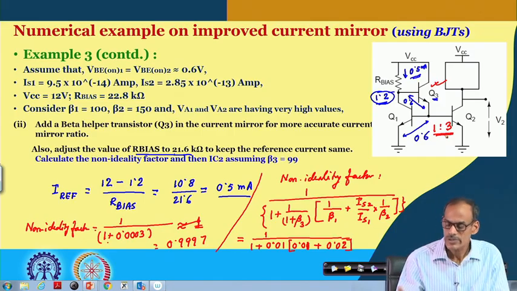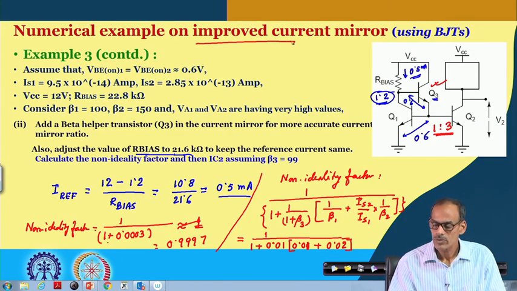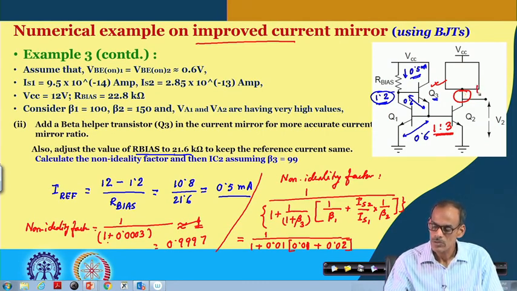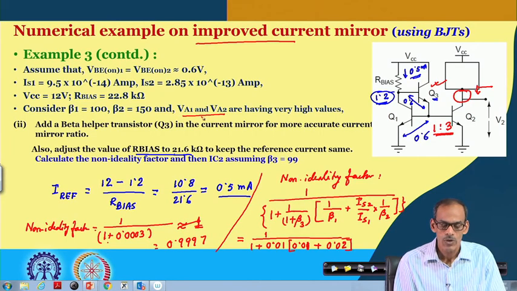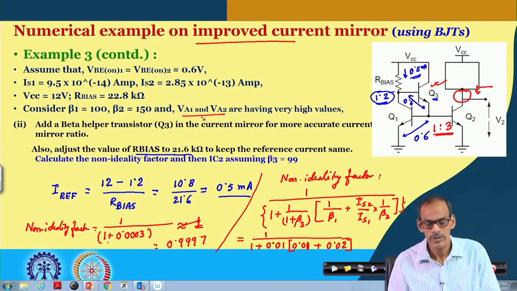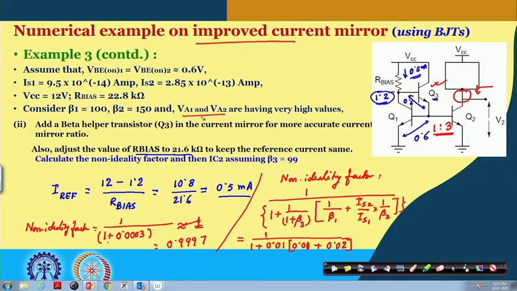As I said, this circuit is an improvised current mirror. Similar to this improvisation, we have a different improvisation by adding something called a cascode transistor to make the non-ideality factor due to early voltage very small. We will be discussing that circuit, but before that, let us take a break and we will come back.